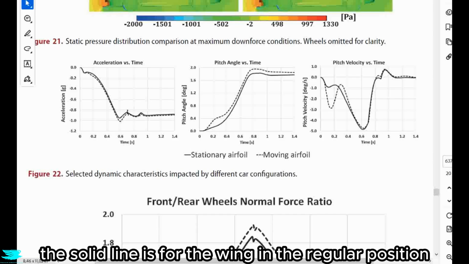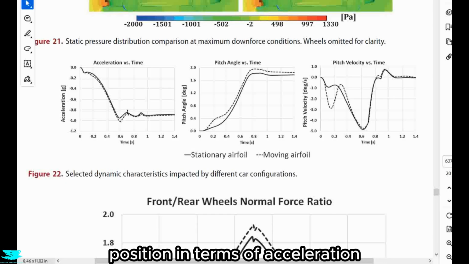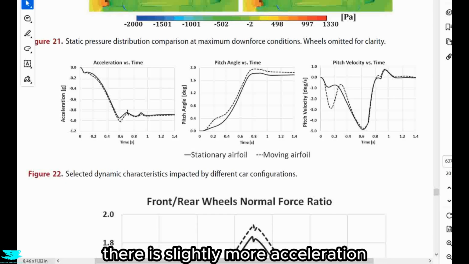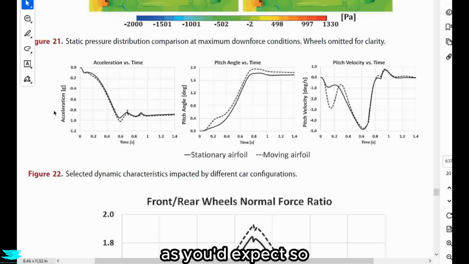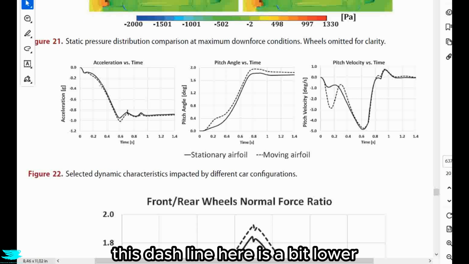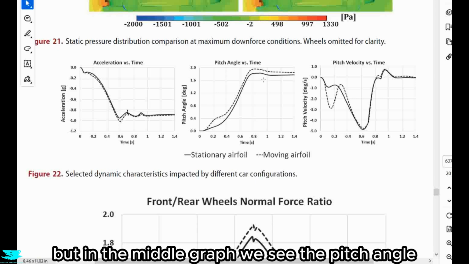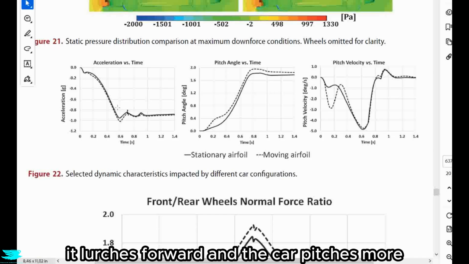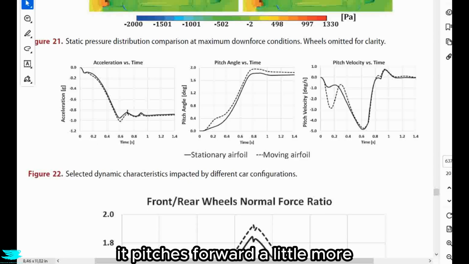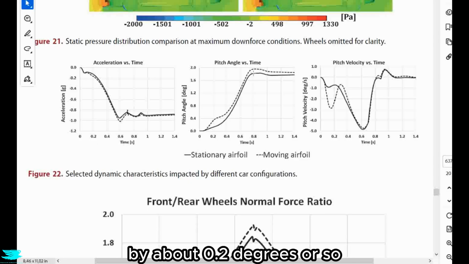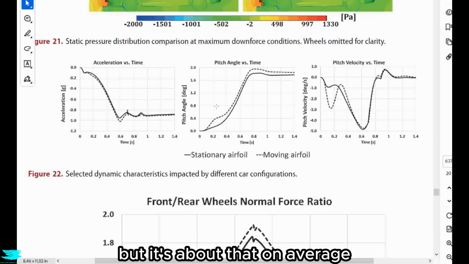Now in figure 22, we see some of the dynamic responses of the car with time. The solid line is for the wing in the regular position, and the dashed line is for the wing in the deployed position. In terms of acceleration, there is slightly more acceleration when the wing is deployed, as you'd expect. So this dashed line here is a bit lower. But in the middle graph, we see the pitch angle. When the car brakes, it lurches forward and the car pitches more. With the wing deployed, it pitches forward a little more by about 0.2 degrees or so across the range. It changes a little bit again, but it's about that on average.